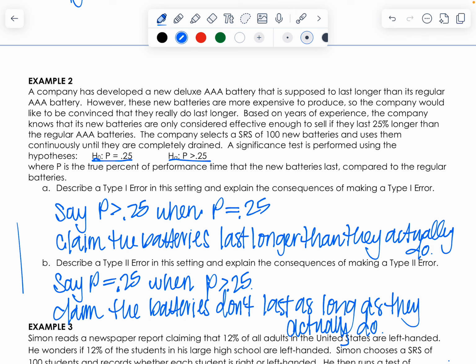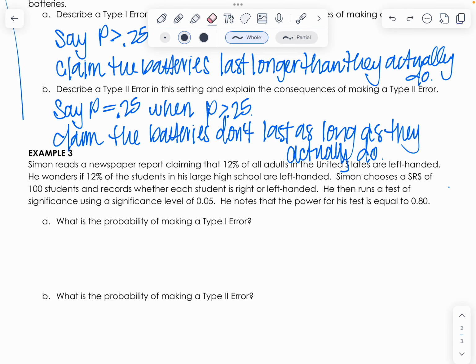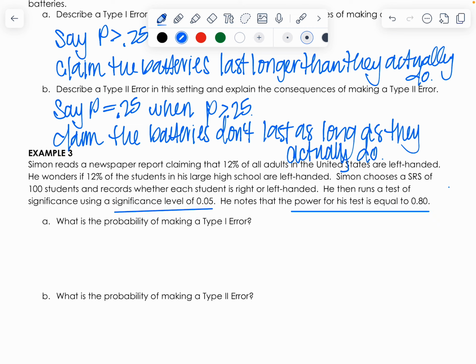Okay, last but not least, Simon reads a newspaper report claiming that 12% of all adults are left-handed. So this is that example, left-handed. He wonders if 12% of the students in his large high school are left-handed. He chooses a simple random sample of 100. Okay, so now this one did not give us the hypotheses, but the good news is we don't need it, right? It says he chooses a simple random sample of 100 students and records whether each student is right or left-handed. He then runs a test of significance using a significance level of 0.05, and he notes that the power for the test is equal to 0.80 or 80%.